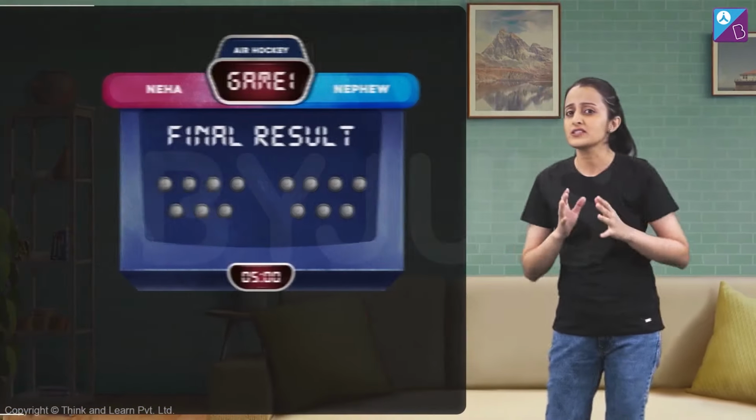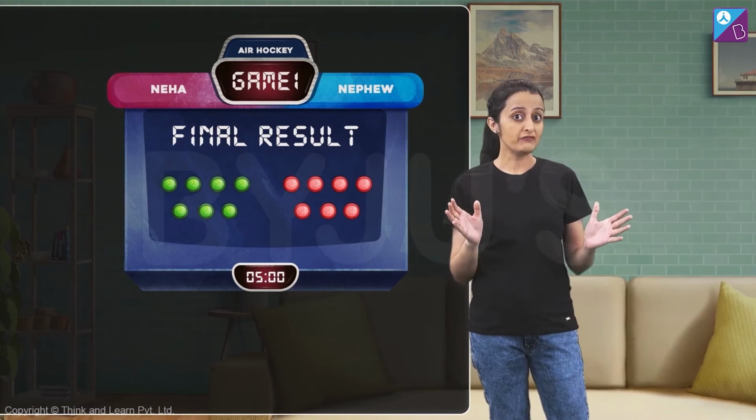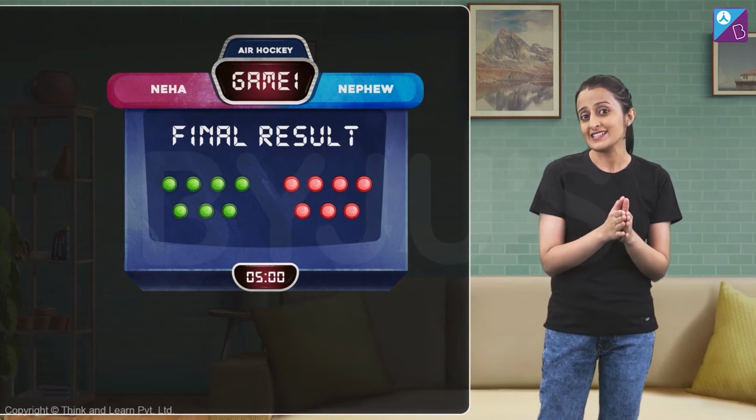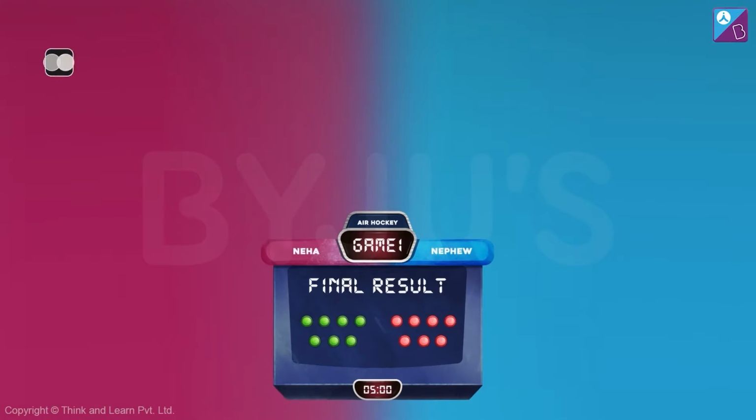The two types of sets that we will be learning today are really simple. I will be taking the help of air hockey game again. Just to give you a recap, in the first game, I won all the 7 rounds and my nephew won none. Now, as you can guess, we can form two different sets here.